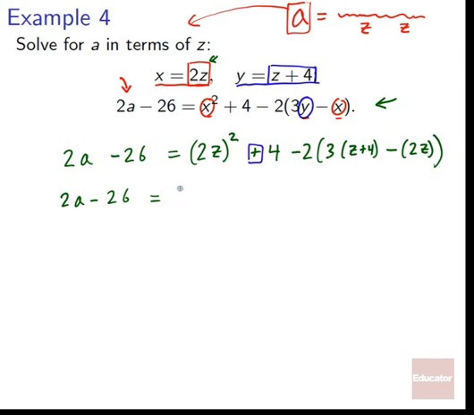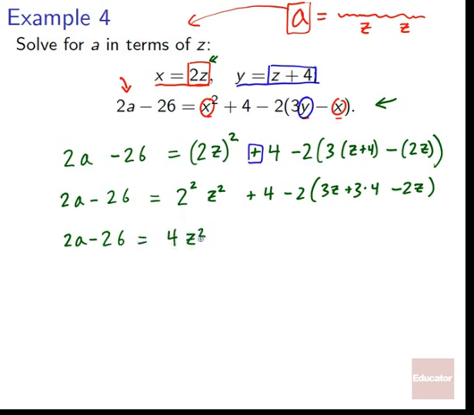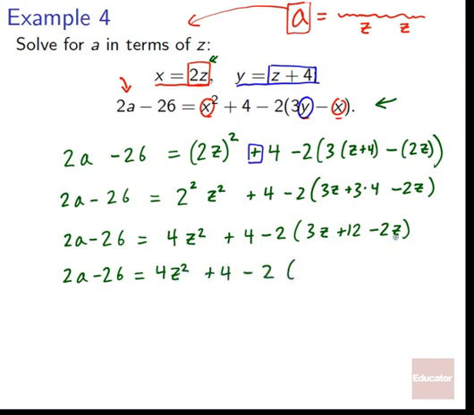So 2z quantity squared, we square the 2, we square the z. So 2 squared and z squared. Plus 4 minus 2, we go inside 3 times z plus 3 times 4 minus 2z. 2a minus 26 equals, squaring 2 we get 4 squared z. We don't know what z is, so it just stays as z squared. Plus 4 minus 2 times quantity, 3z plus 12 now, minus 2z. Keep simplifying. 2a minus 26 equals 4z squared plus 4 minus 2 times 3z minus 2z becomes just 1z plus 12.